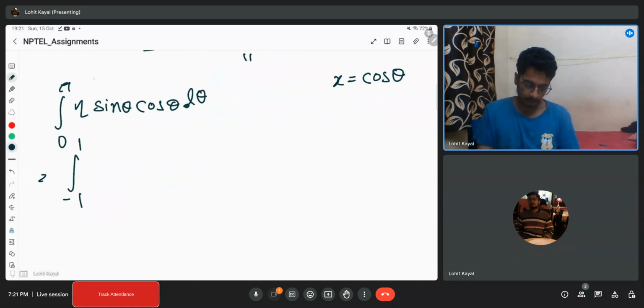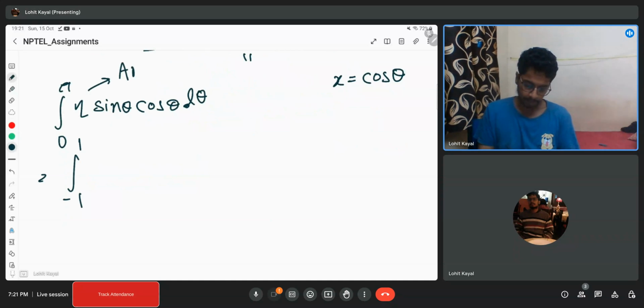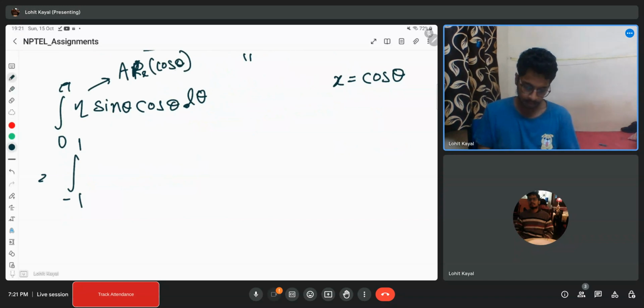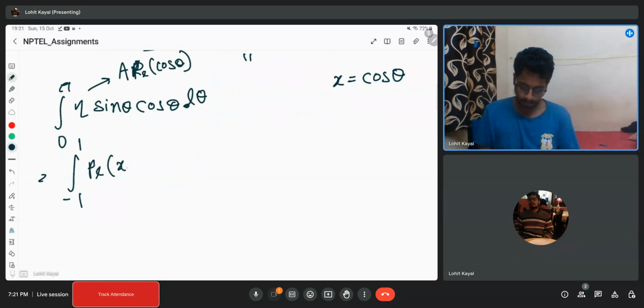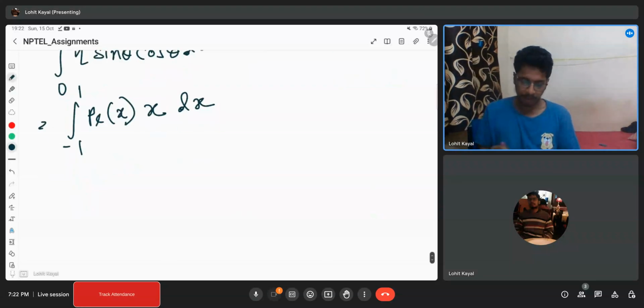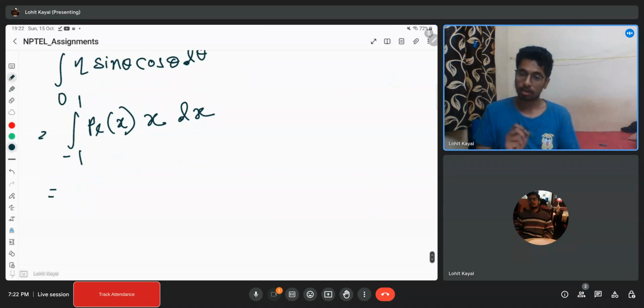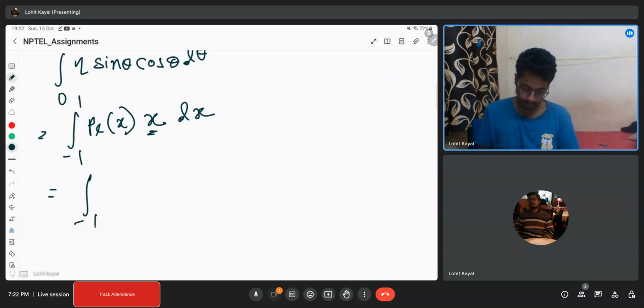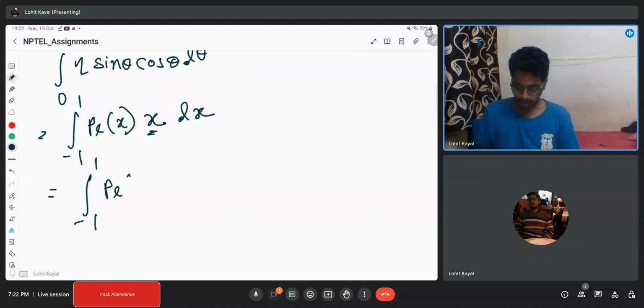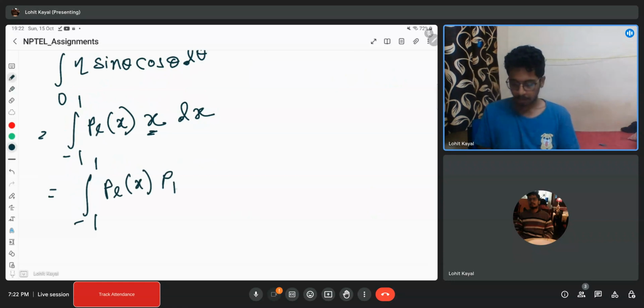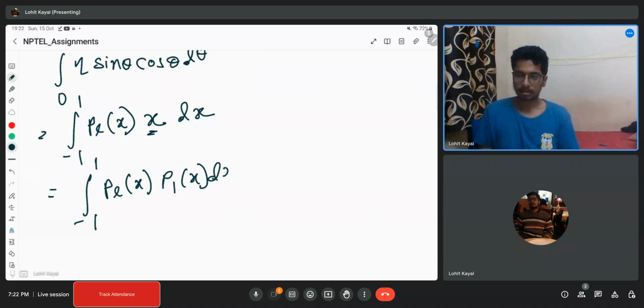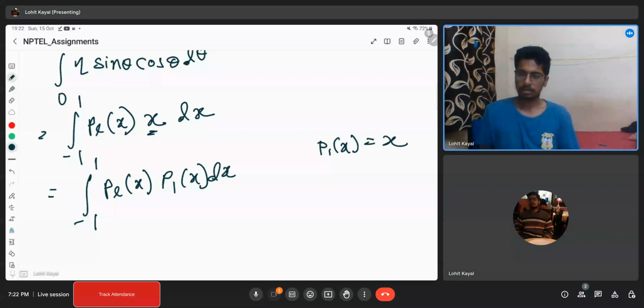Okay, so eta we know is some a into PL of cos theta. You have already known that. That will be the integral of PL of x dx. Now we will again use the orthogonality relation, because x is equal to P1 of x. So it will be the integral from minus 1 to 1 of PL(x) P1(x) dx, because your P1(x) is equal to x.